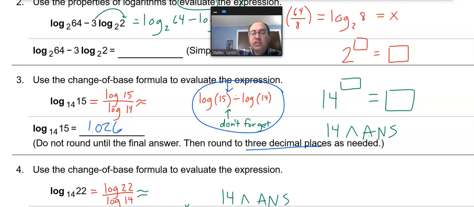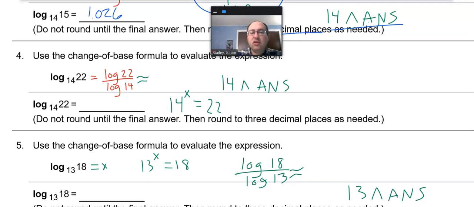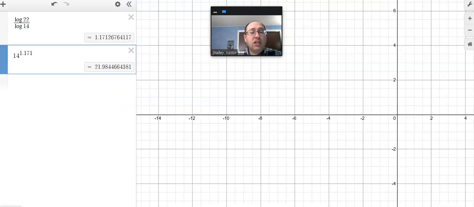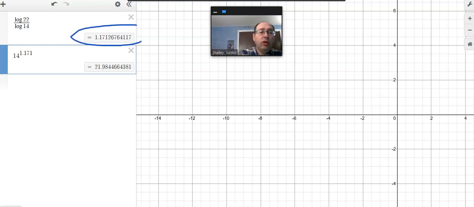Okay, you can always test it with 14 to the answer, and if you don't get 15 or something pretty doggone close like we showed in the video, then you need to go back and fix it or find out what's wrong. And in a lot of cases, that's what people do on a calculator. Okay, so similar question. Log of the argument, log of the old base. Let's go to the calculator. As you can see, log 22 over log 14 is getting me 1.171. So I went ahead and typed 14 to the 1.171.